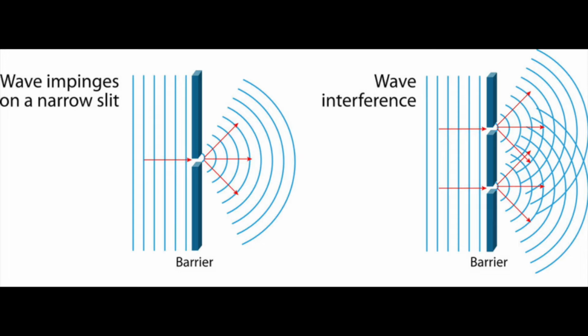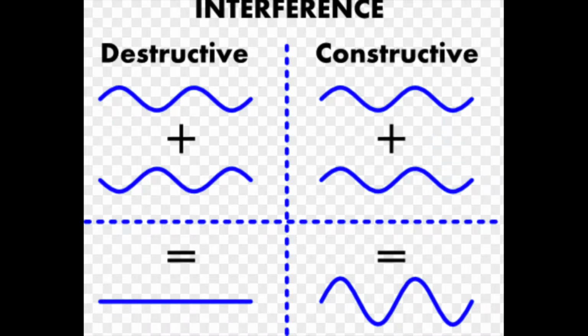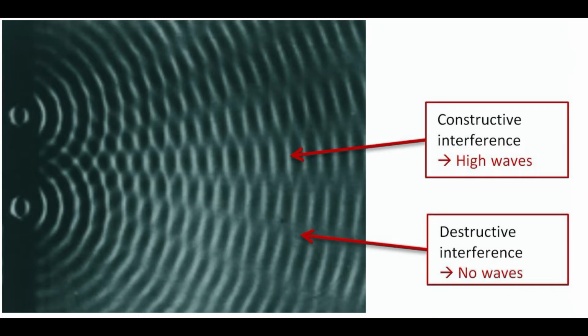So you have areas where they build together for constructive interference and areas where they cancel out for destructive interference. If we're looking at a ripple tank, the constructive interference has big waves that you can see, and in the destructive interference you have no waves. Having those two areas together, you can see in the ripple tank lines of no waves where you have destructive interference, and then the higher waves with the constructive interference.